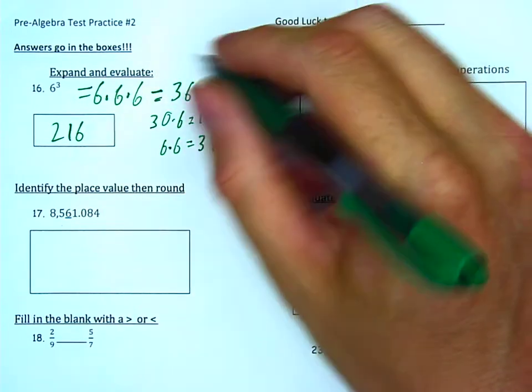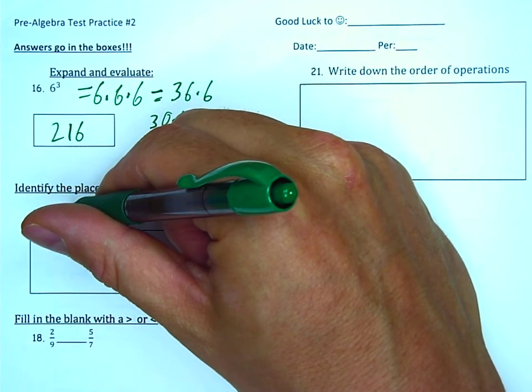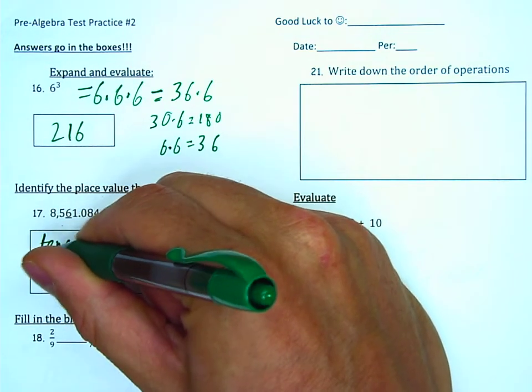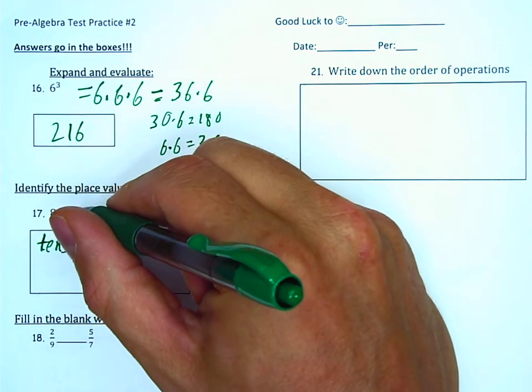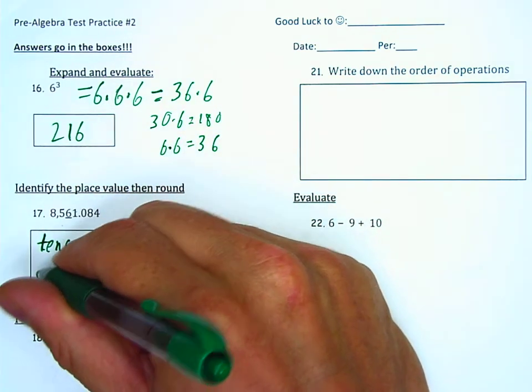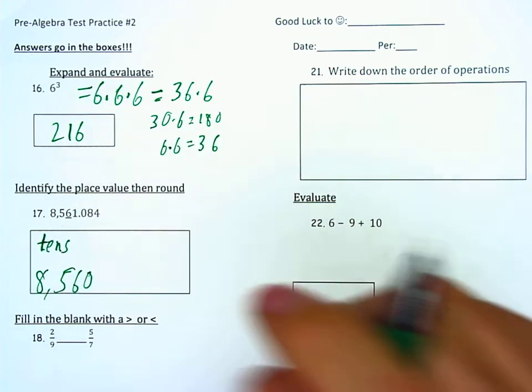All right, identify the place value. So this is the tens place. We got the decimal here. We got the ones, the tens, the hundreds, the thousands. This is the tens. T-E-N-S. And because it's followed by a 1, we will round it down. We'll keep it the same, in other words. 8,560. We don't have to continue after the decimal here once we've rounded the number off.